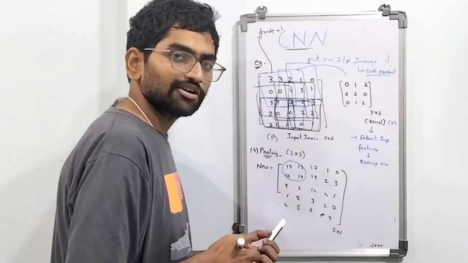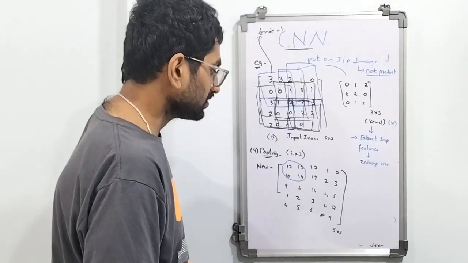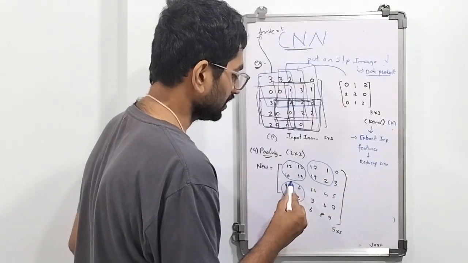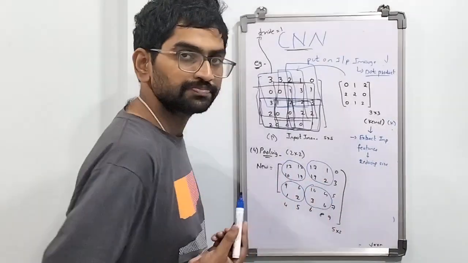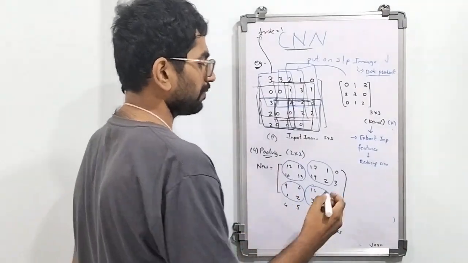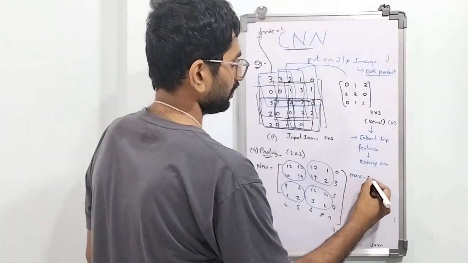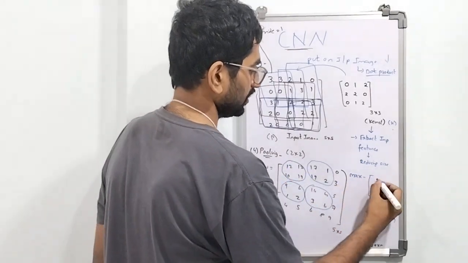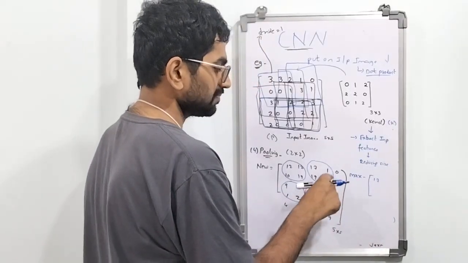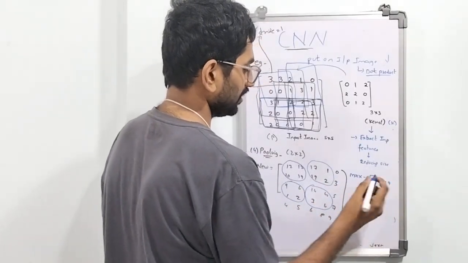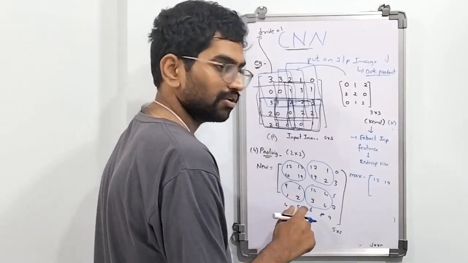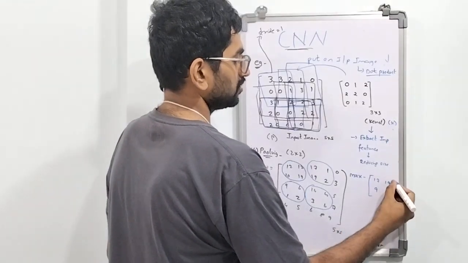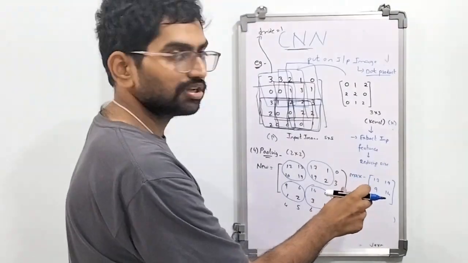First you will select this element, then this particular element, then this one, then this one. Now if you apply max pooling here, what value will you get? In this block, search for the maximum value. What is the maximum value? 17. In this one, what is the maximum value? 19. In this one, 9. In this one, 14. Like this, max pooling works.